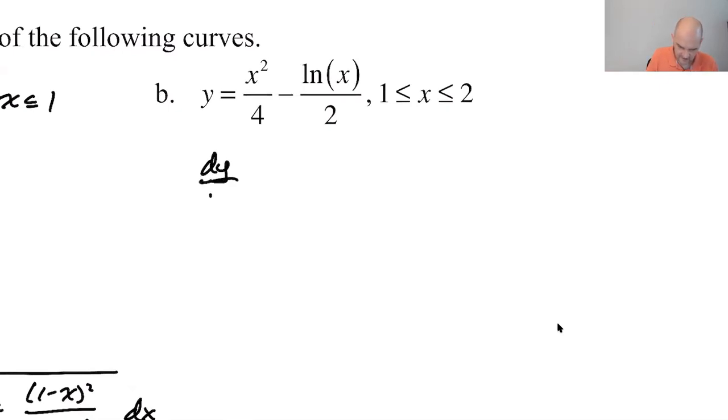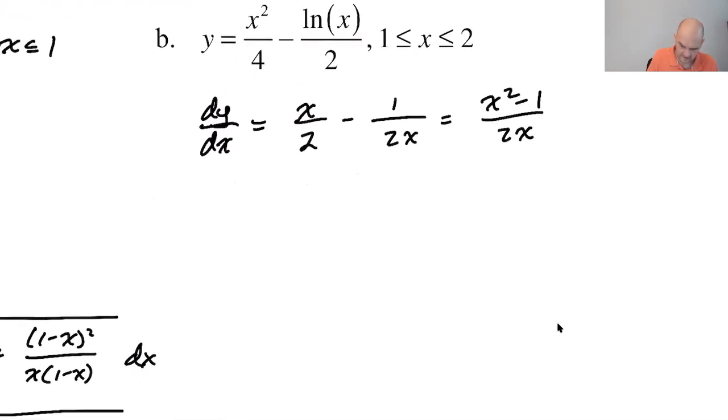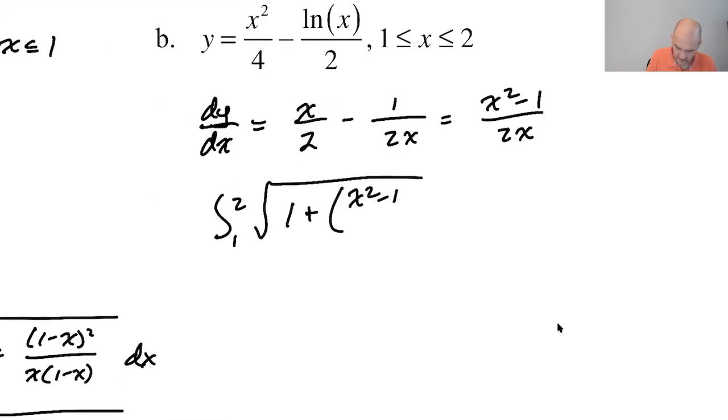So let's see how amazing this one is. x over 2, 1 over 2x. I think before you square that, it's a much better idea to simplify. So this is x squared minus 1 over 2x. So we're going to do the integral from 1 to 2 of the square root of 1 plus this thing squared, x squared minus 1 over 2x squared, dx.